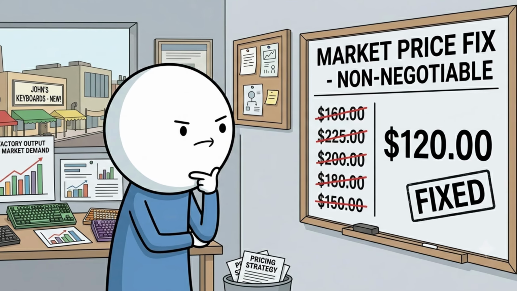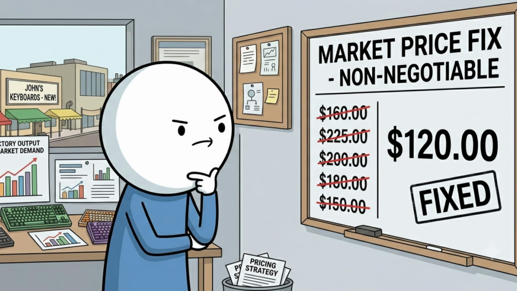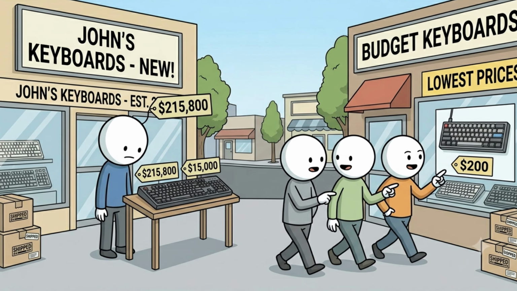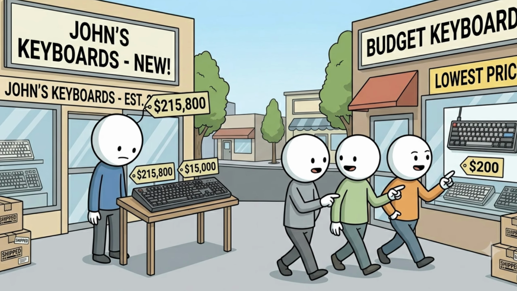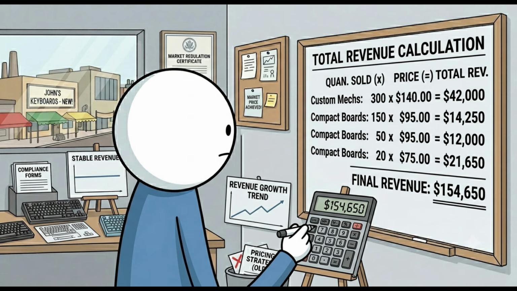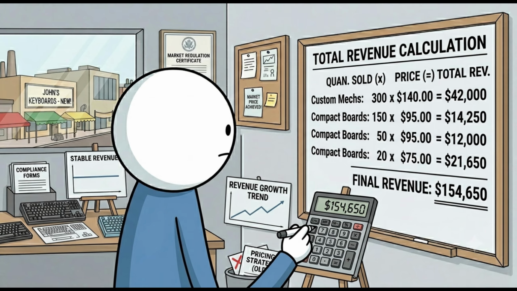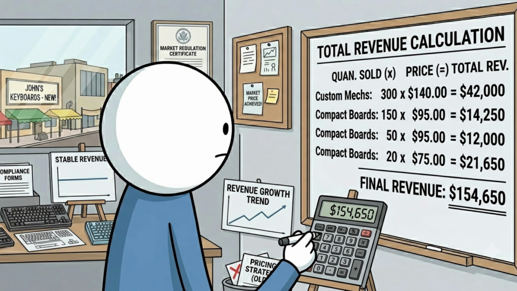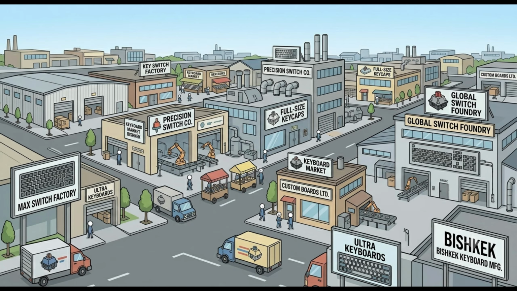John has entered what Gregory Mankiw describes as a perfectly competitive market. In this environment, the rules of the game change completely. John is no longer a price maker who can decide what his keyboards are worth based on his own whims. He has become a price taker. This means that the market price is determined by the collective actions of all buyers and sellers, and John must accept that price as a given if he wants to sell a single unit.